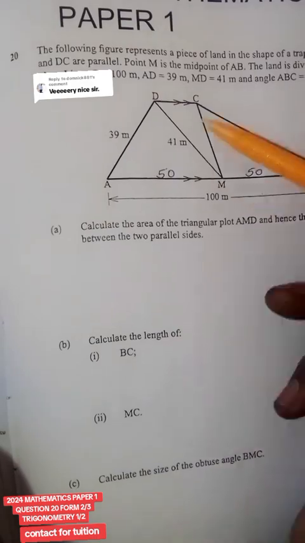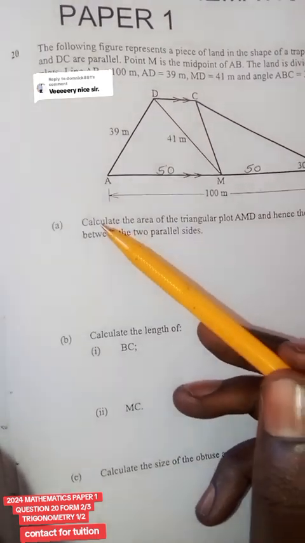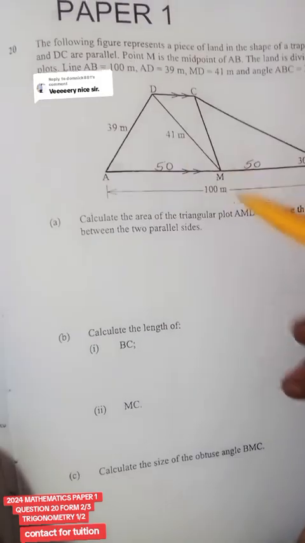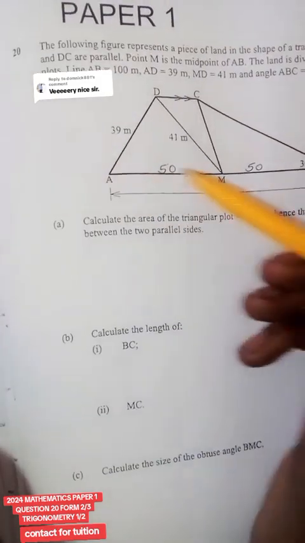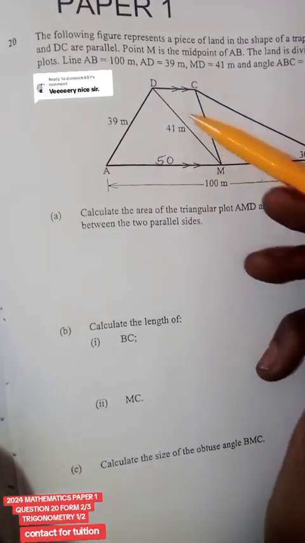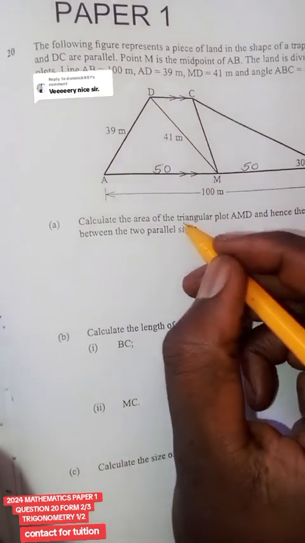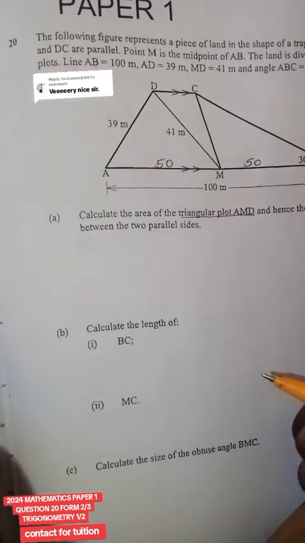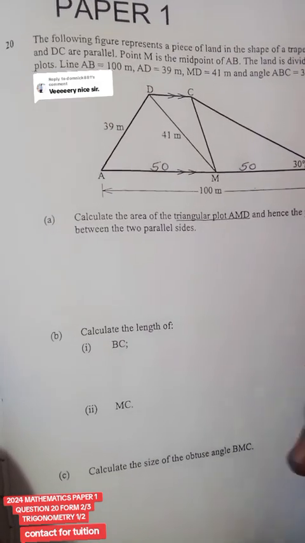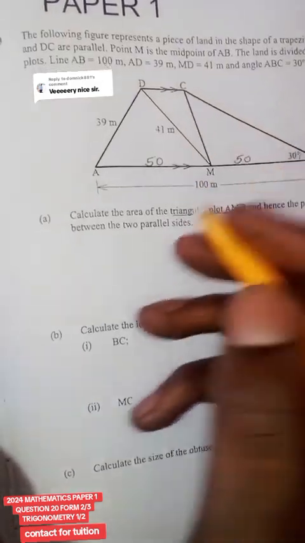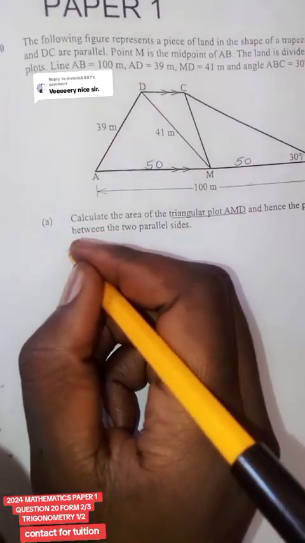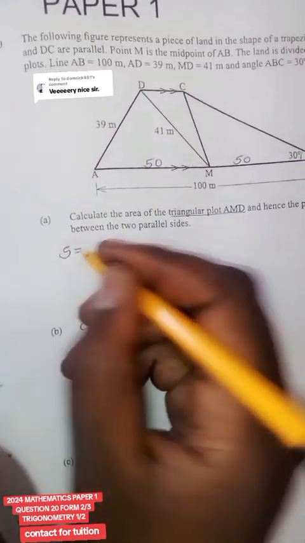Then these measurements have been represented. We're told to calculate the area of the triangle AMD. The triangle AMD, you can see the figure here. It's a triangle that has got three sides. So concentrating on this, it means that first we have to use Hero's formula that allows us to find the area of a triangle with three sides. So Hero's formula, we say that we have to find S first.